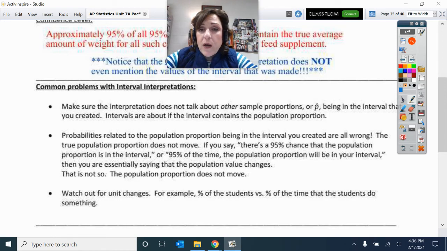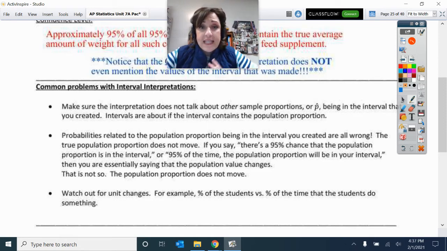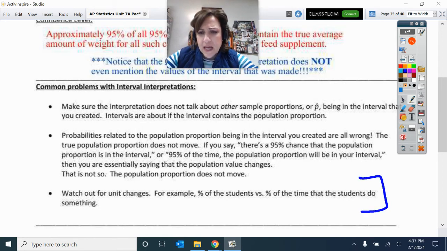See, going one way, it's okay to say there's a chance that my interval will contain it, but not that the chance that it is in my interval. And I think he even put that as the reflection for today, something along those lines. Okay, last thing, watch out for unit changes. For example, if they said percent of students versus percent of time that the students do something. I can't remember what specific example I had for that, but we'll watch for that as we go along.